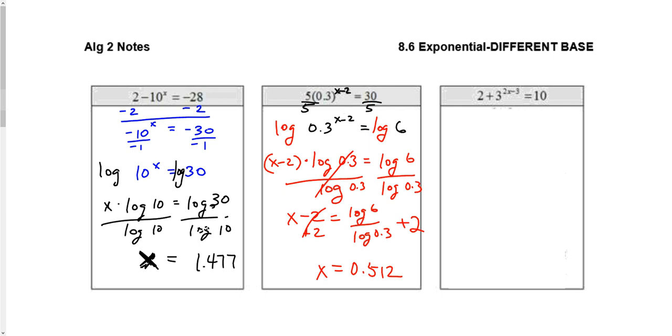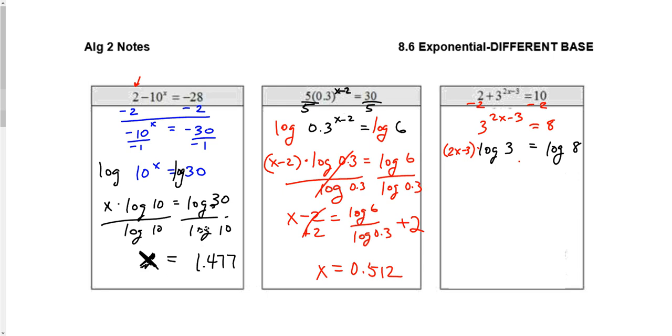The third one is just like the first one on this page, kind of like this 2 right here. So you still have to just get rid of that 2 by subtracting it. So that's 8. So I have 3 to the 2x minus 3 equals 8. And then I'm going to have to log both sides. So I have log of 3, and then log of 8. And then in the same step, I'm going to just go ahead and put the 2x minus 3 in the front.